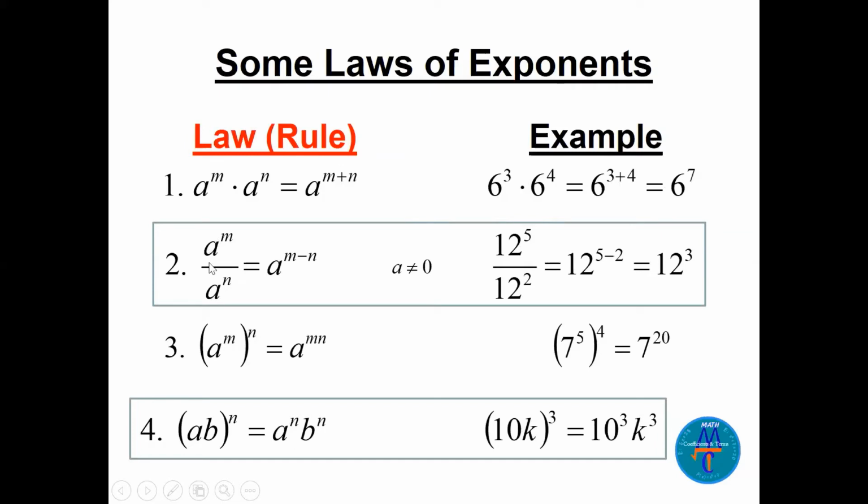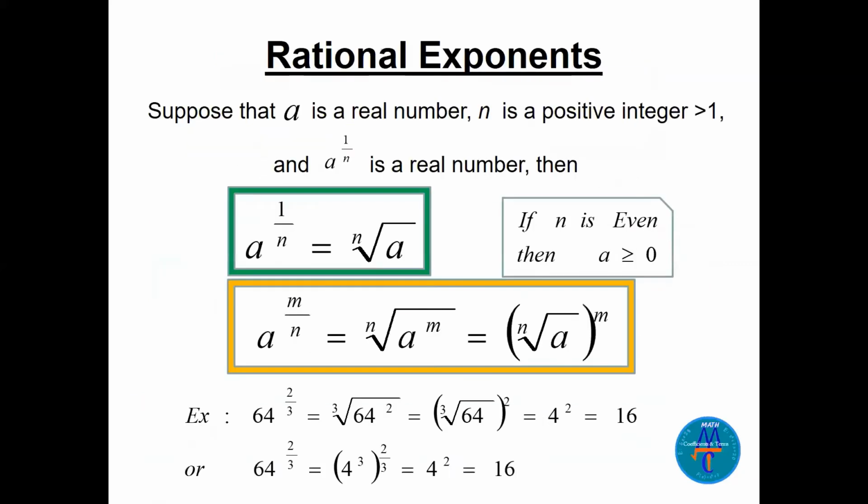And when you have the same base and you divide, you subtract the powers. 12 to the power 5 divided by 12 squared will be 12 to the power 5 minus 2, 12 to the power 3, or 12 cubed. And then there are two other simple formulas there. These are laws or rules of exponents.